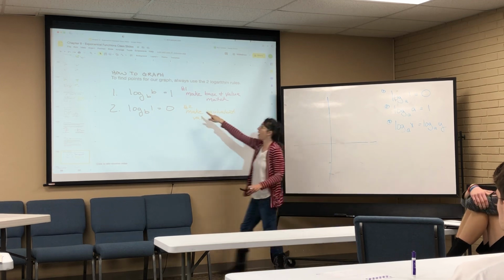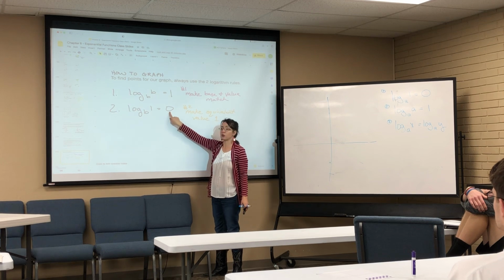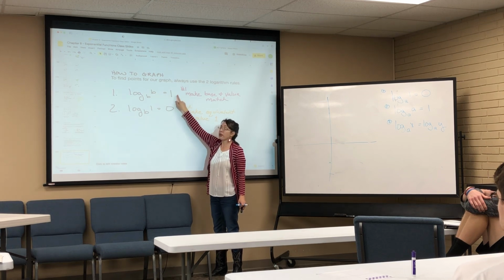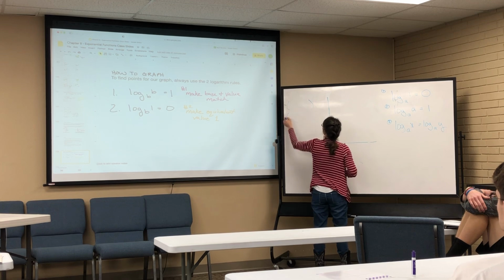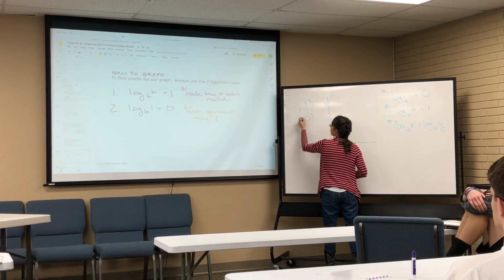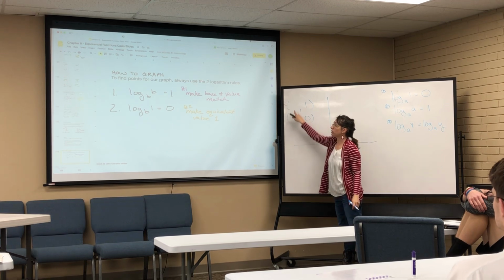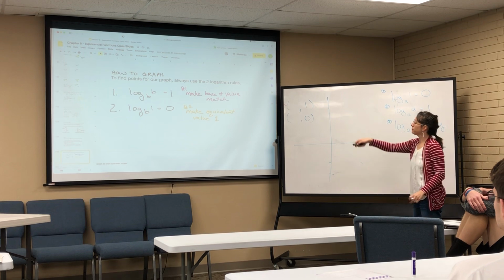Because this is y equals 1, this is y equals 0. So we already have half of our coordinate point. Do you see that if we were to write it out as a coordinate point? For the top one, we have y equals 1. For the bottom one, we have y equals 0. Now we just have to find our x values.